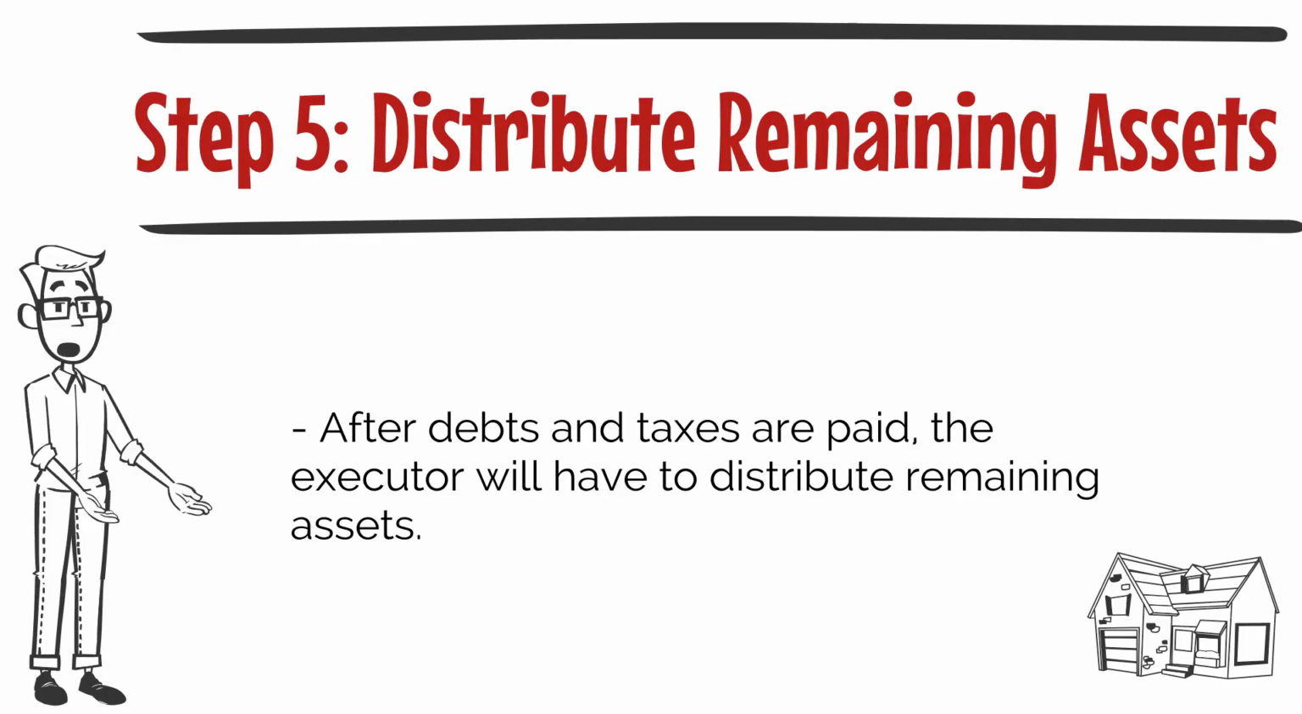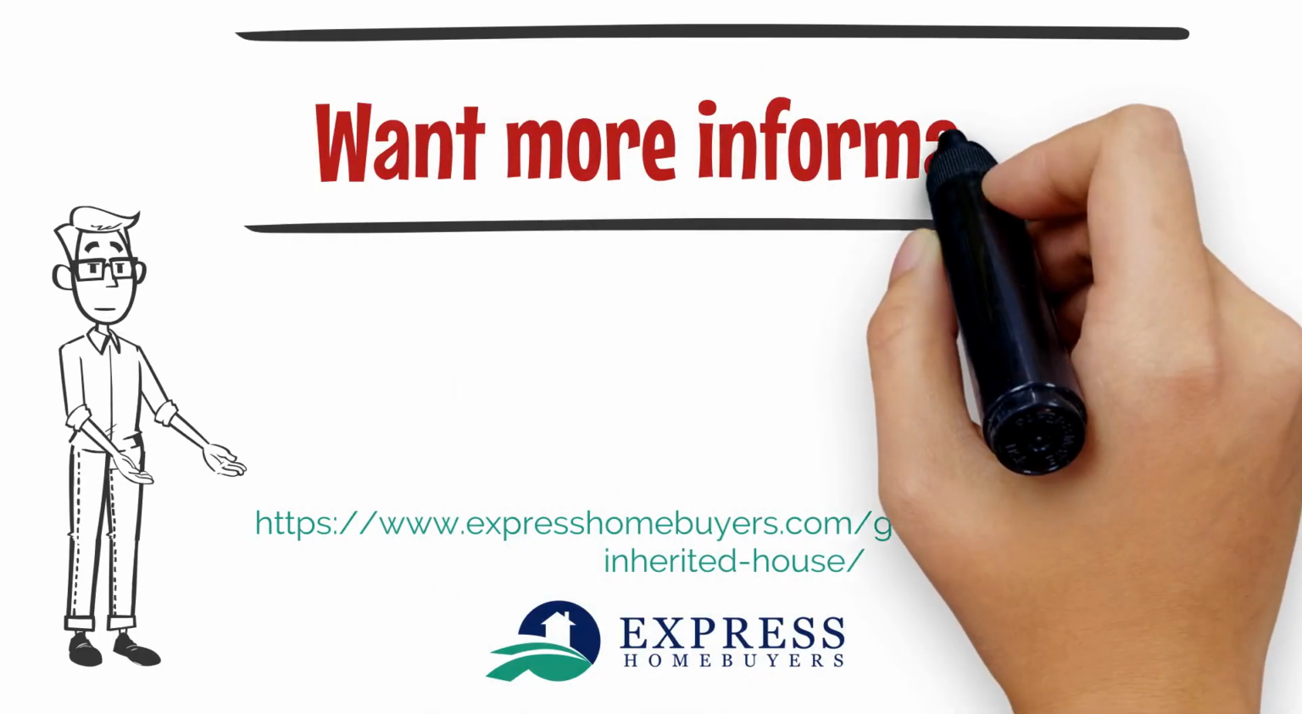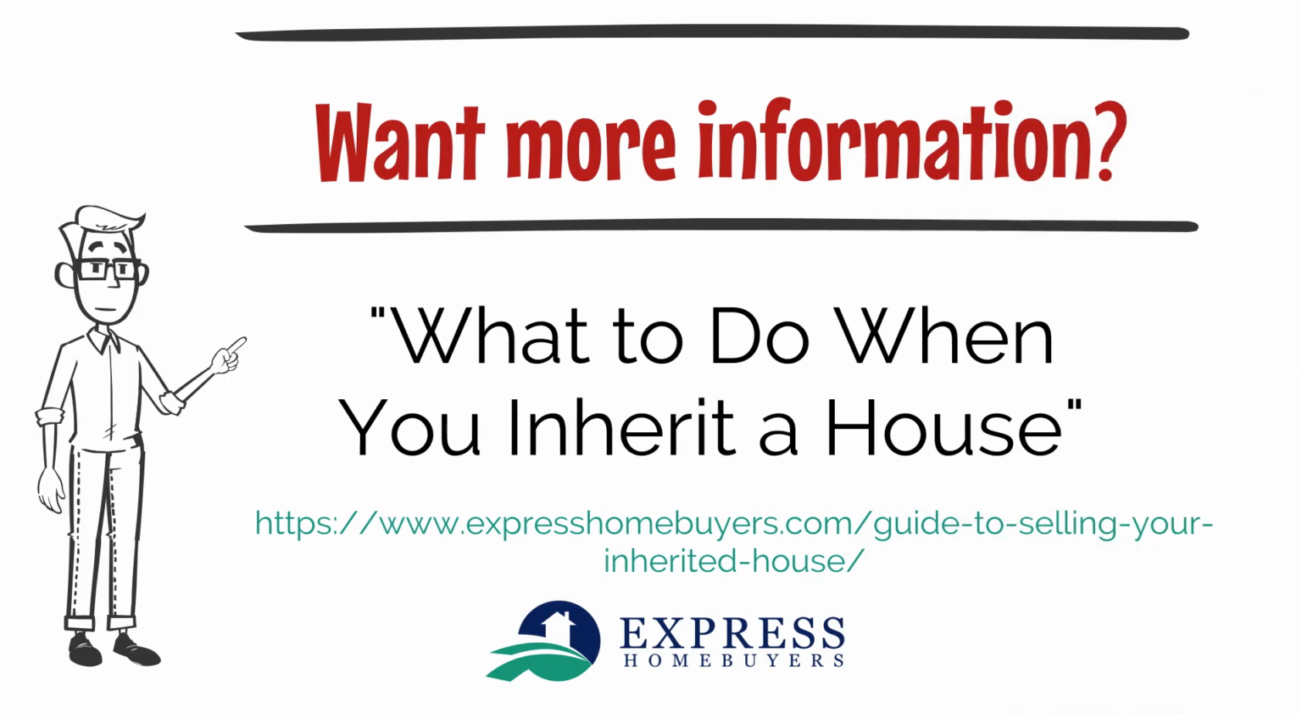And the last step is distributing the remaining assets. After debts and taxes are paid, the executor must distribute all remaining assets based on the instructions found in the deceased person's will. I hope I made the DC probate process easier for you to understand.